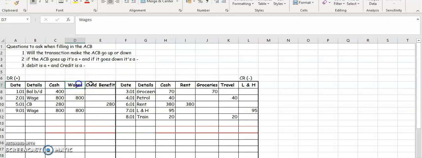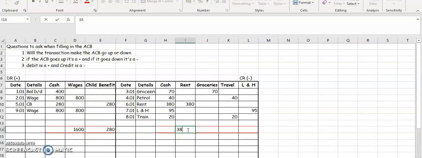The easy one to do next is to add up these analyzed columns. So we're going to add up wages, child benefit, rent, groceries, travel, and light and heat. We're just going to put them in here where we just drew the single and the double line. So the first one is 800 plus 800, so 1,600. That's how much wages we've got this period. Our child benefit then is 280, so that's going to go in easy enough.